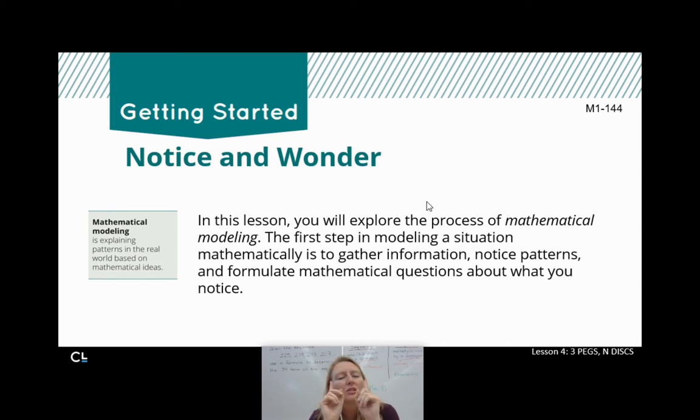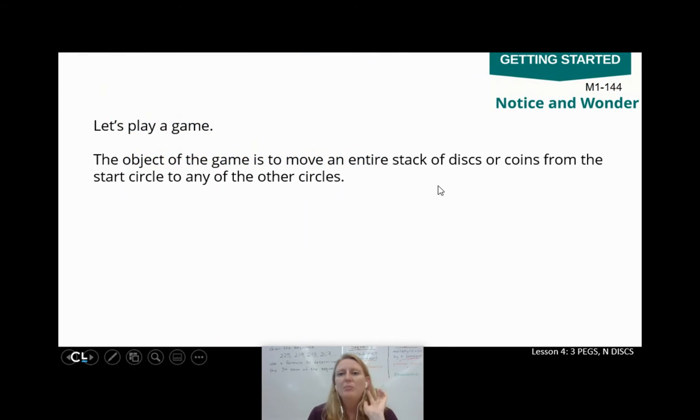In this lesson, you'll explore that process of mathematical modeling. The first step in modeling a situation mathematically is to gather information, okay? Gather information, notice patterns, formulate mathematical questions about what you notice, right? That's our first step. So we're going to play a little game. The object of the game is to move an entire stack of discs or coins from the start circle to any of the other circles.